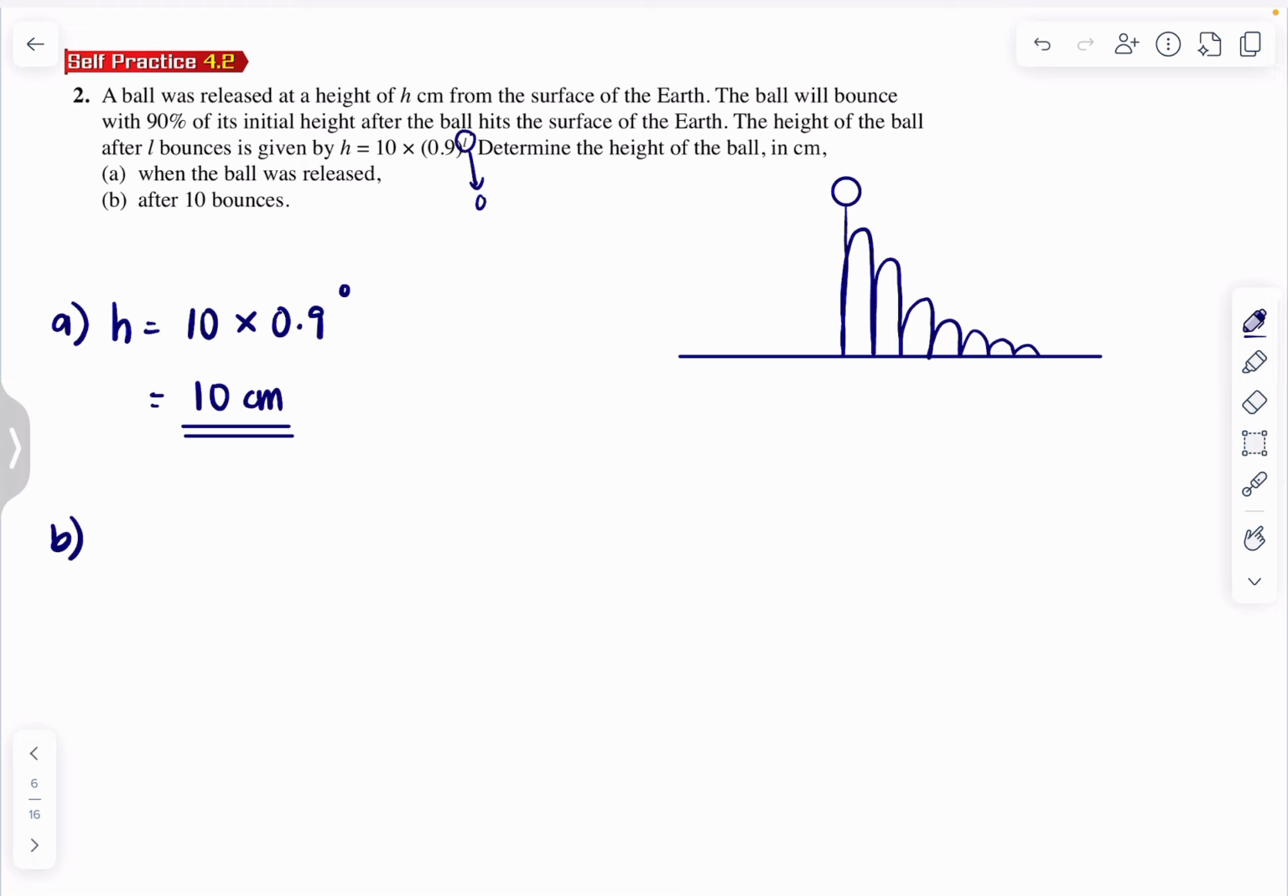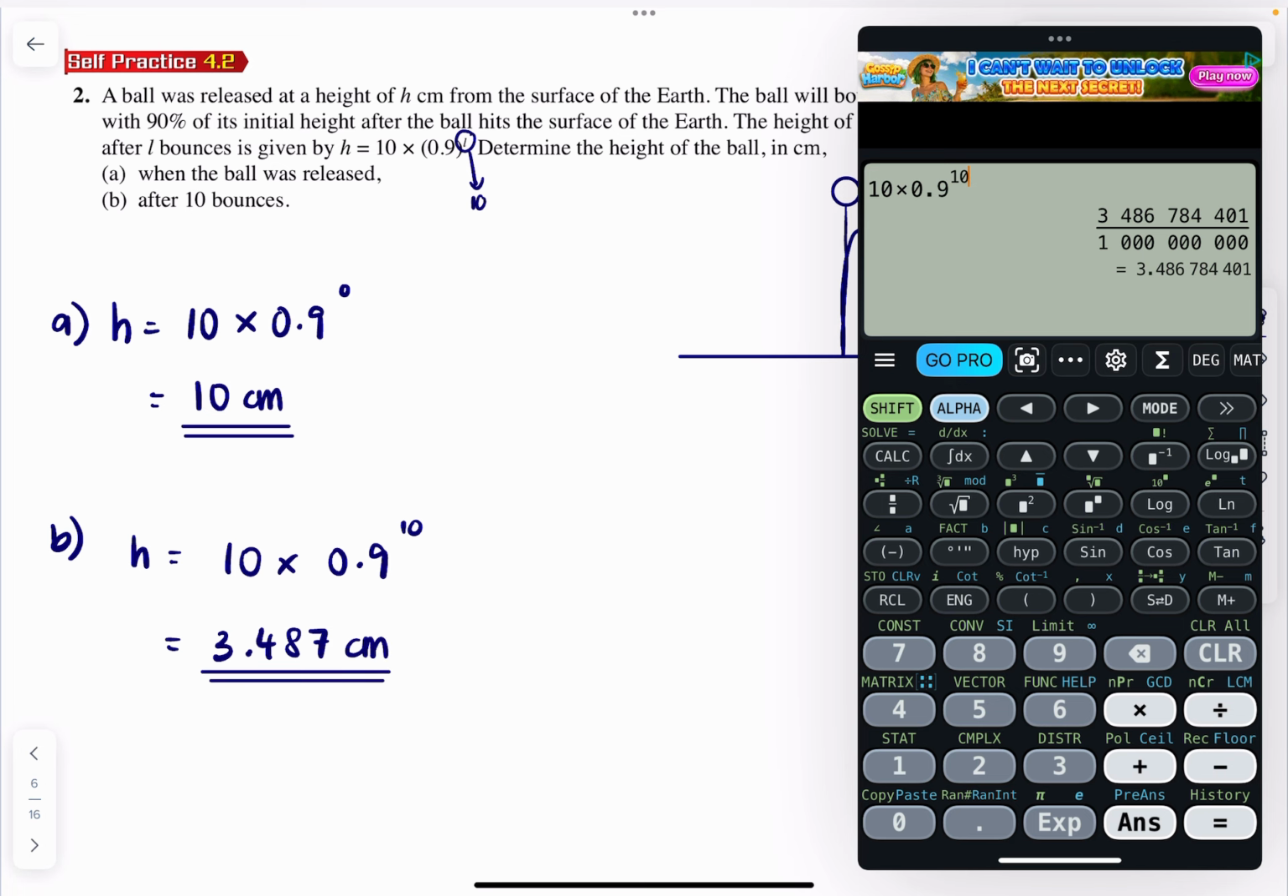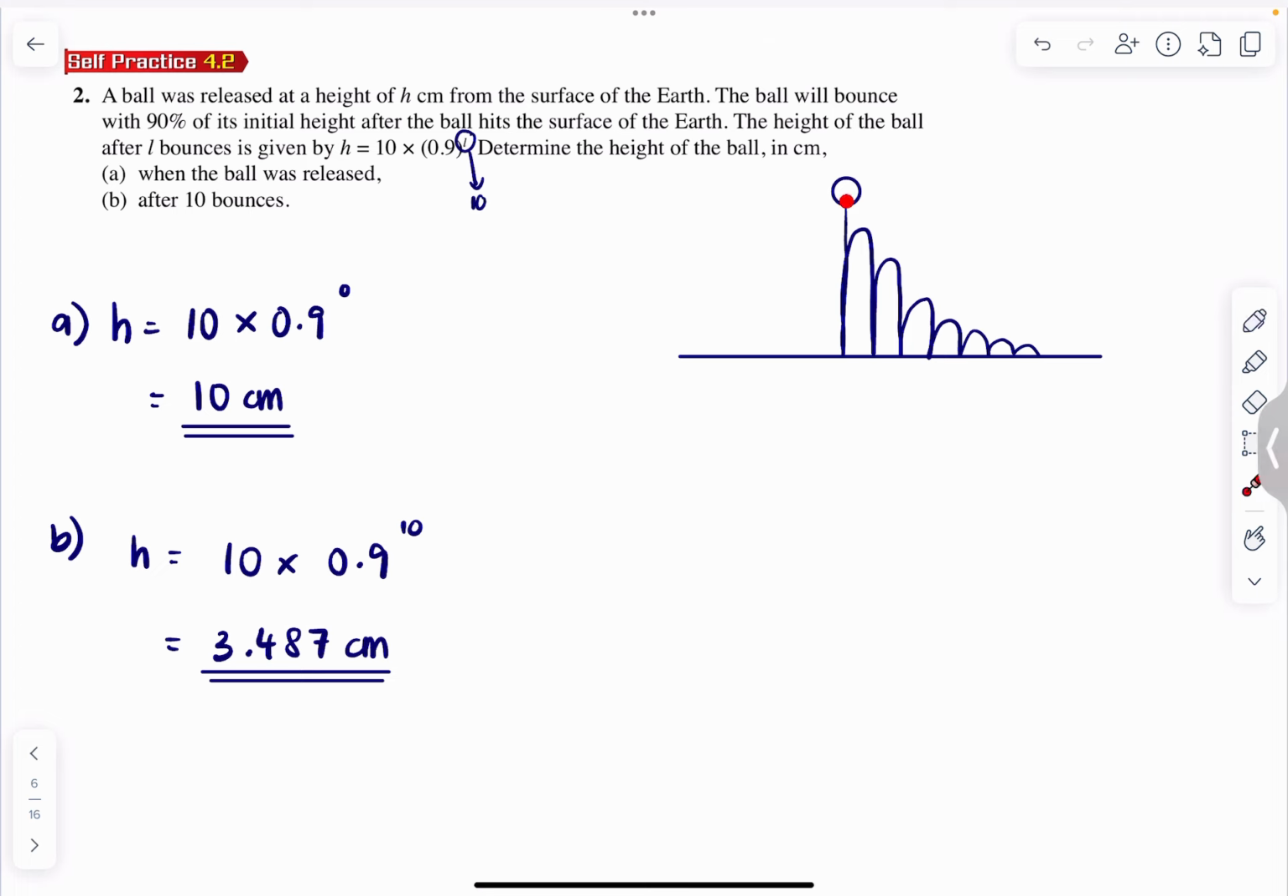Then B. B is after 10 bounces. So the number of bounces will be 10. So we just put the height is 10 times 0.9 power 10. 10 times 0.9 power 10 is 3.487 cm. Which makes sense. The initial height was 10 cm. Then after 10 bounces, the height becomes 3.487. That's it.